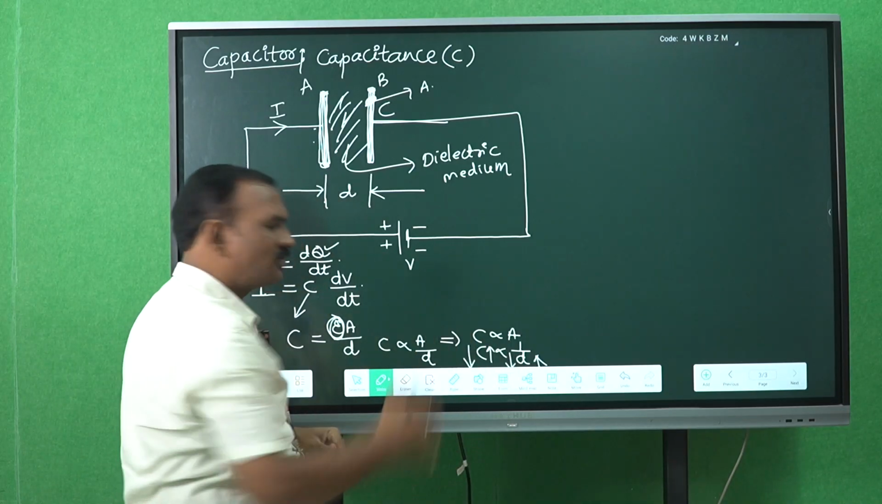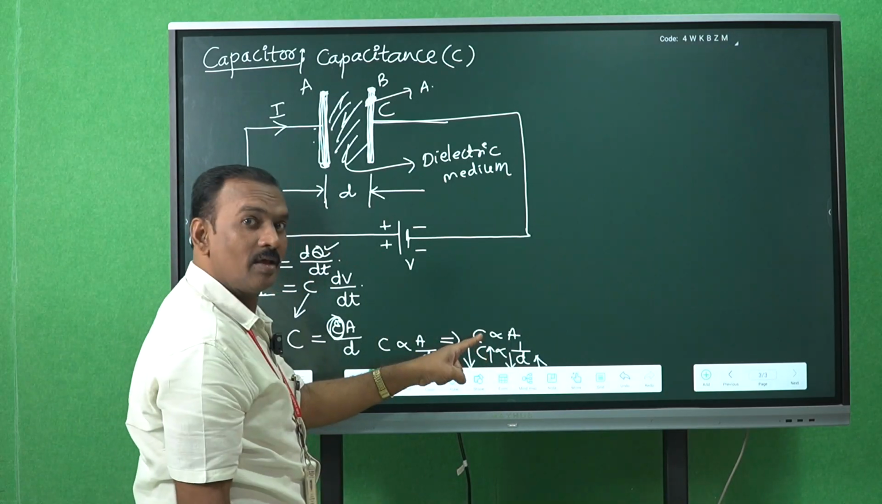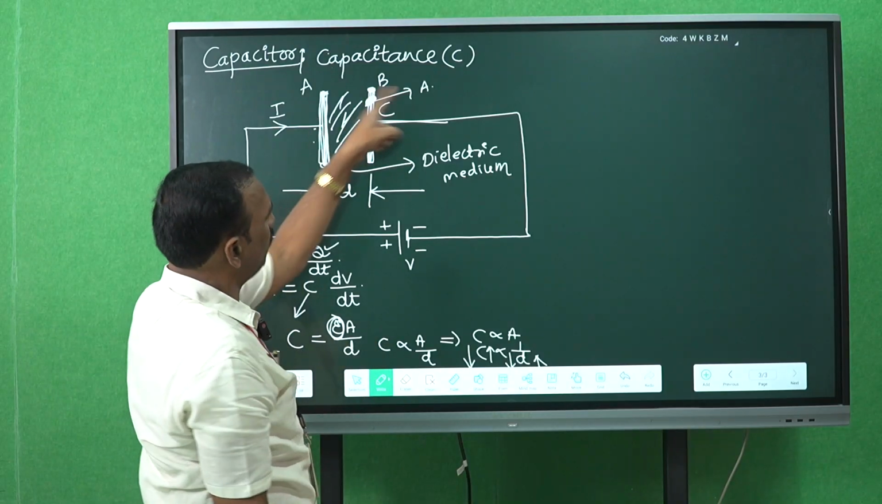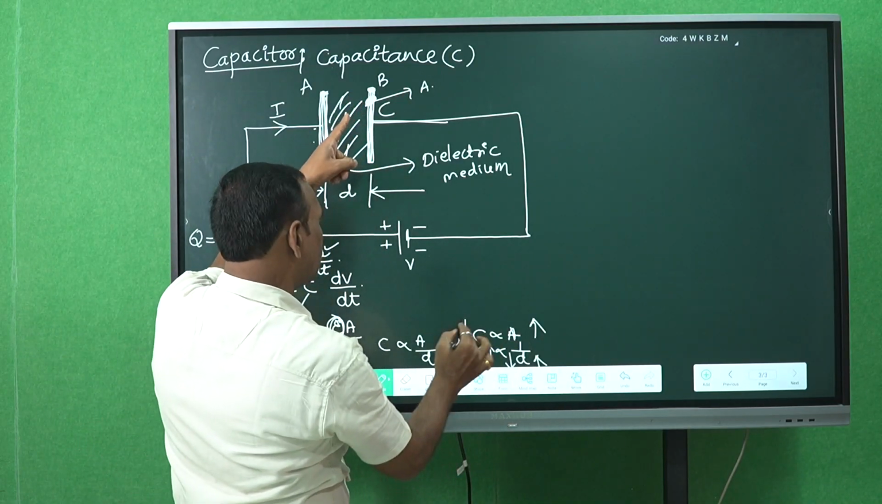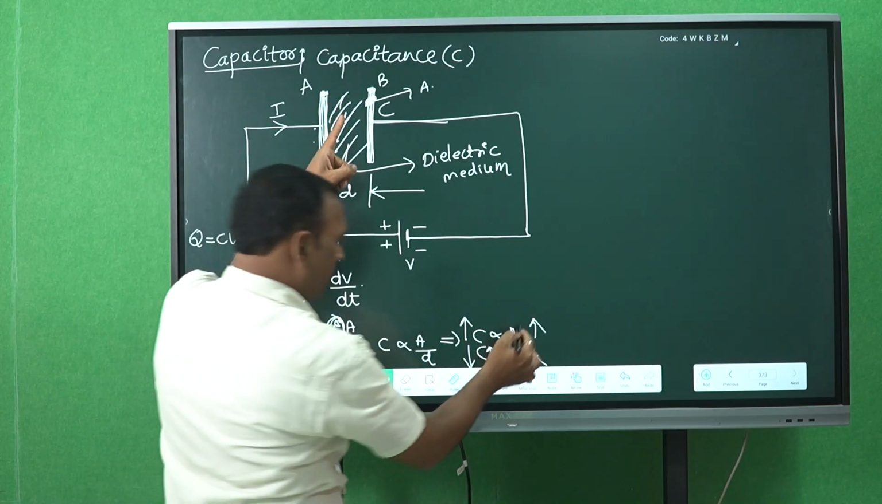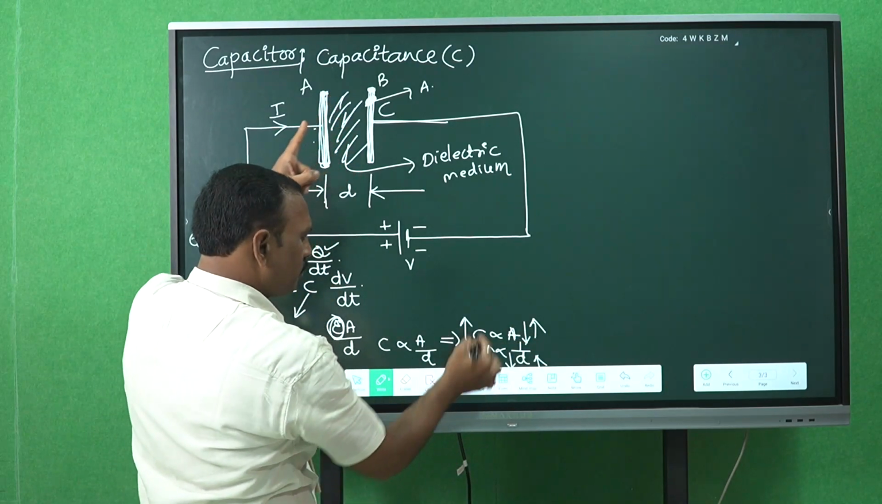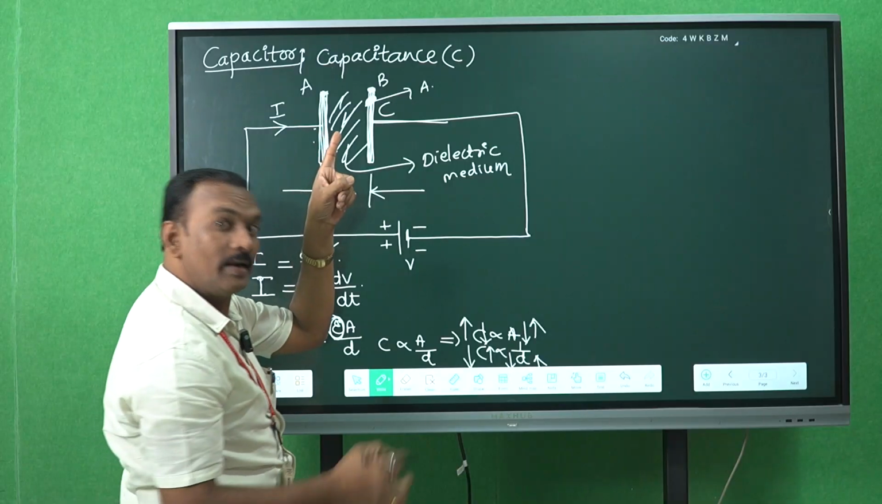If the distance between the plates decreases, the corresponding capacitance will increase. Coming to the cross-sectional area, if the cross-sectional area of the plates increases, the capacitance of the capacitor also increases. If the cross-sectional area of the plates decreases, the capacitance of the capacitor will also decrease.